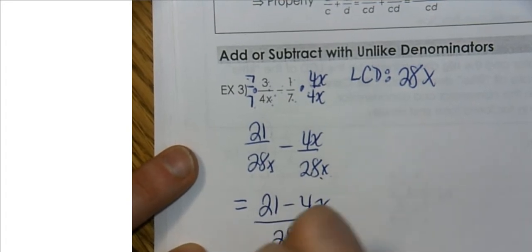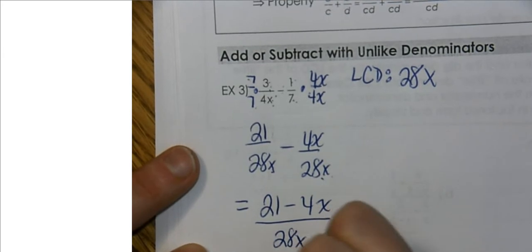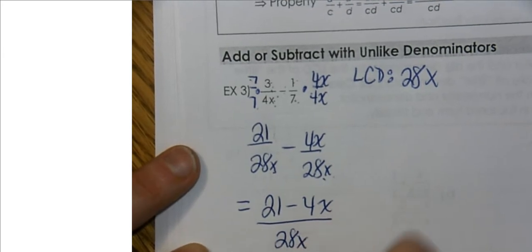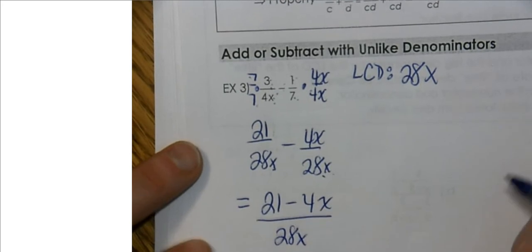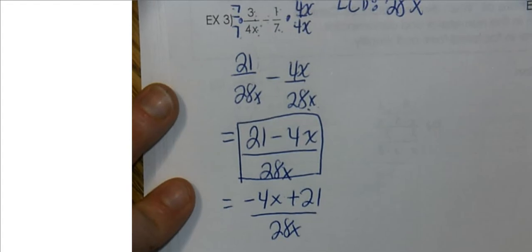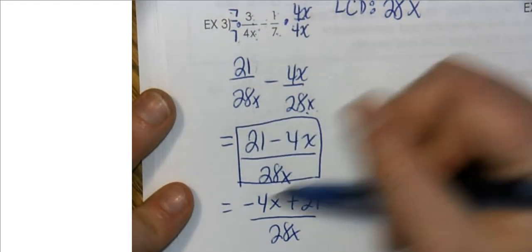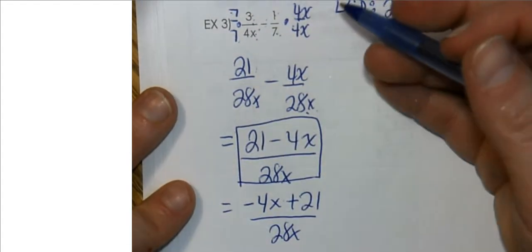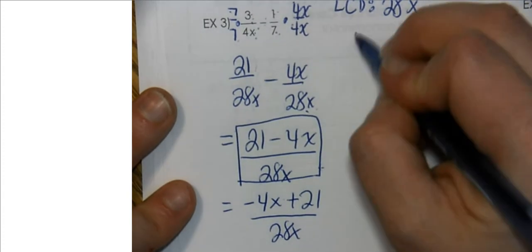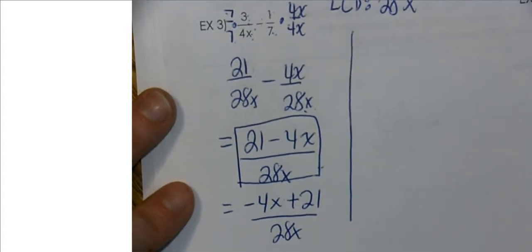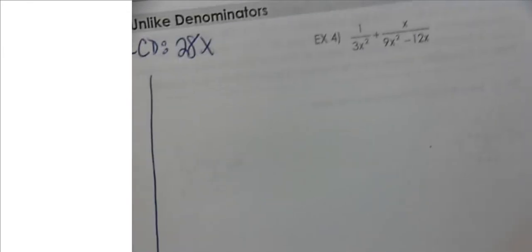You're also welcome to rewrite this as negative 4x plus 21 over 28x if you want to do that as well. It doesn't matter. Either answer is perfectly correct. If you could simplify, the expectation is that you would, but we always leave our denominators in factored form if necessary. Let's go ahead and look at example number 4.